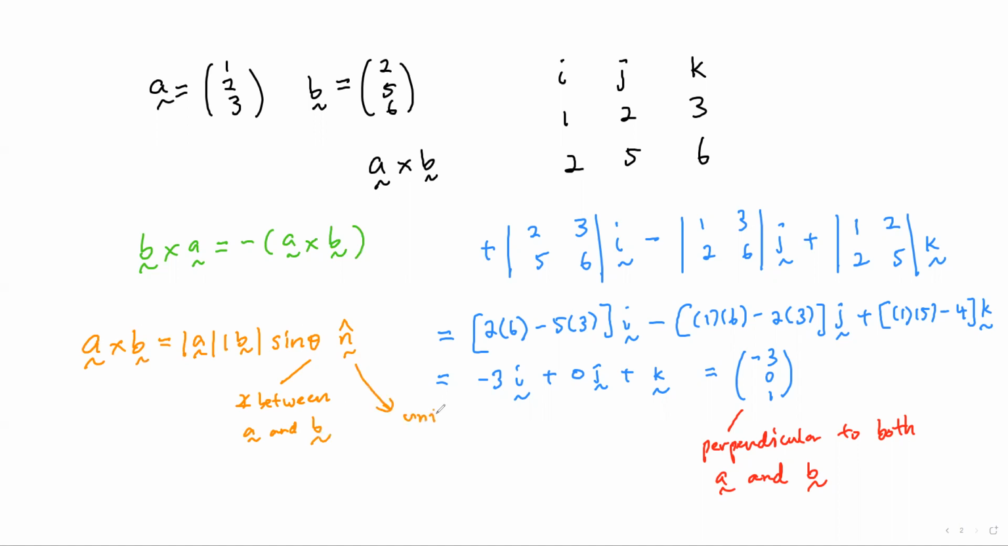n is the unit vector of the perpendicular of A cross B. In other words, after you take A cross B, you get a vector that is perpendicular to A and B, and then you find the unit vector of that vector, and that is our n.